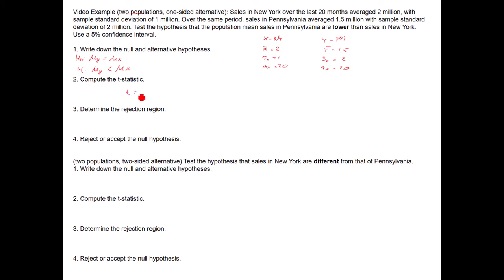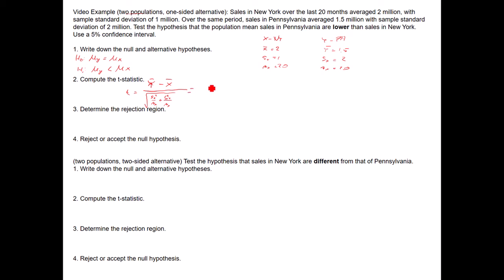This is a difference in means test. So the test statistic involves, in the numerator, the mean sales in Pennsylvania. Let's use the same order in which we wrote down the alternative hypothesis. Mean sales in Pennsylvania minus mean sales in New York, divided by the square root of the sample variance of sales in New York divided by the number of observations from New York, plus the sample variance of sales in Pennsylvania divided by the number of observations in Pennsylvania.